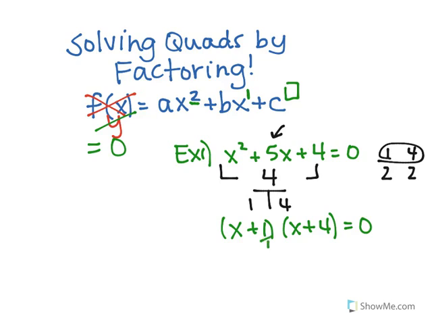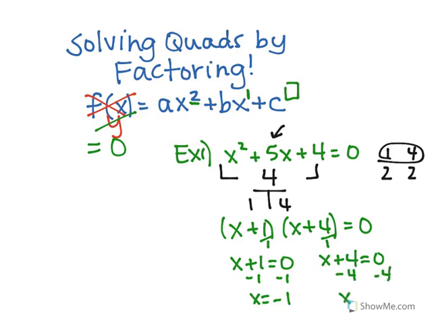Because a is 1, dividing by 1 is not going to change anything, so I can just go ahead and set both of them equal to 0, and then solve. On this one I just have to subtract 1, so x is going to equal negative 1, and over here subtract 4, so x equals negative 4.